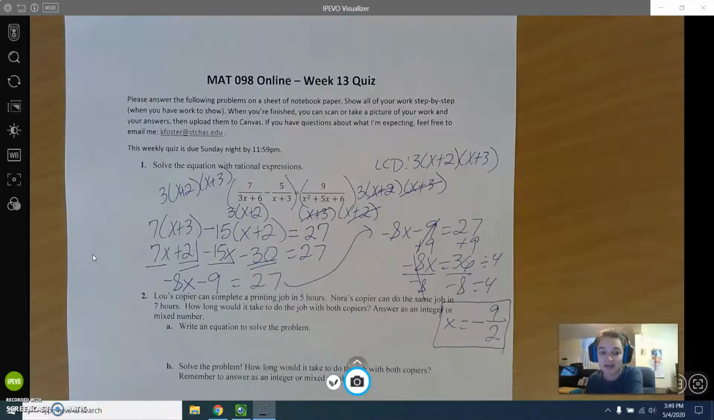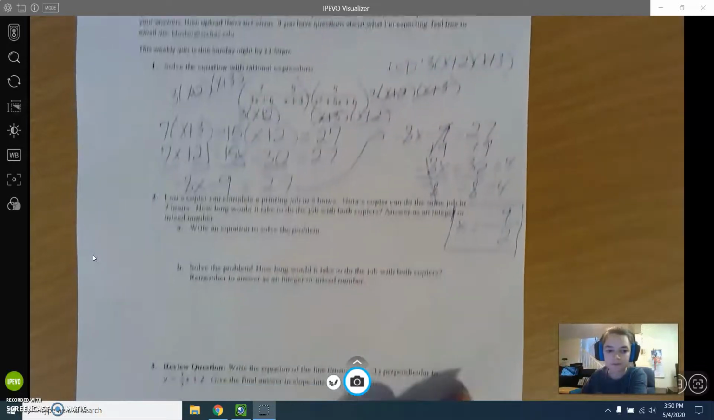So at minimum, you need to do that check. If you've got time to actually plug it back in, I would do it, okay? Just to make sure that you got it right. But you need to at least double check that it works out with your denominators, okay? So that's the first one.